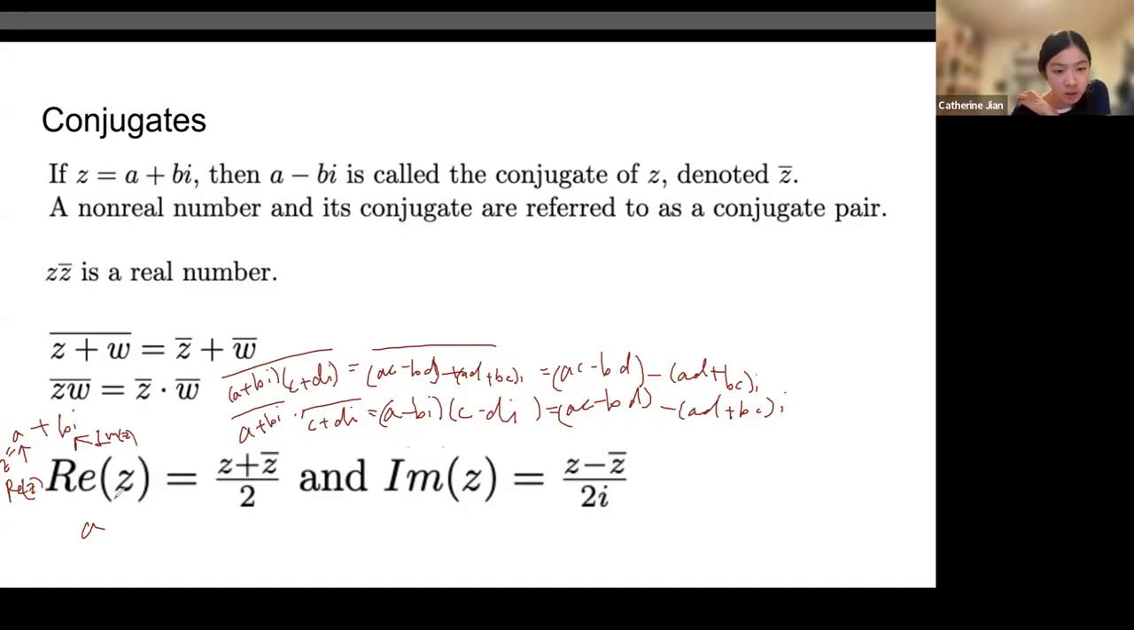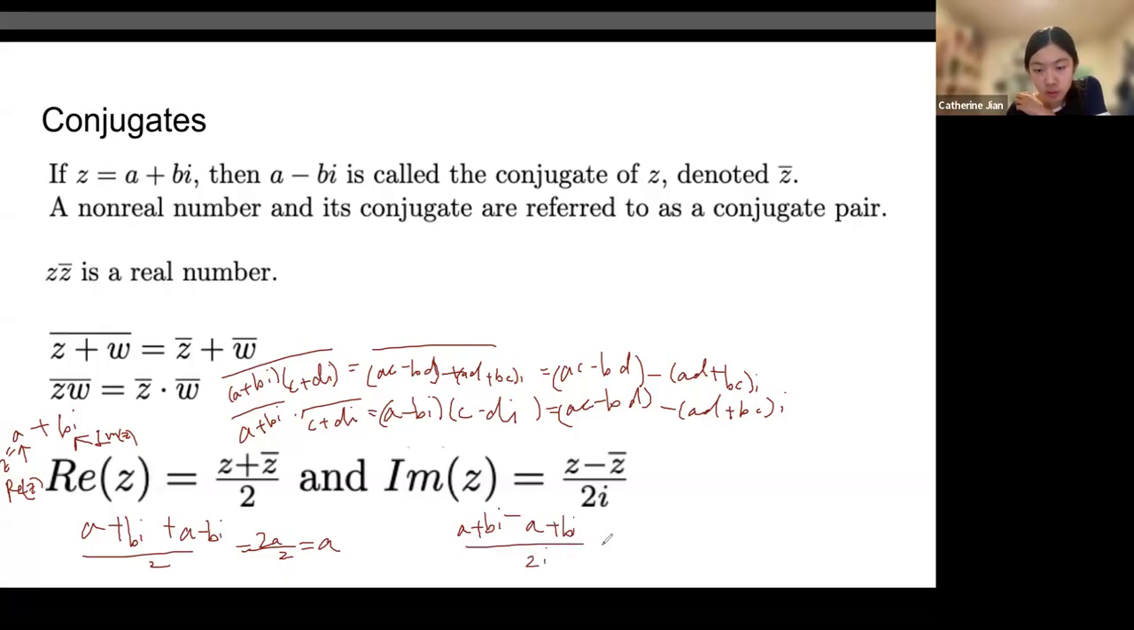So if we plug in a plus bi for z here and a minus bi for the conjugate of z, and we divide by 2, we get 2a over 2, which is indeed a. And if we do the same here, a plus bi minus a minus bi, and subtracting a negative is positive, so a plus bi over 2i, we get 2bi over 2i, which is indeed also b. So that's how we can prove this last one.